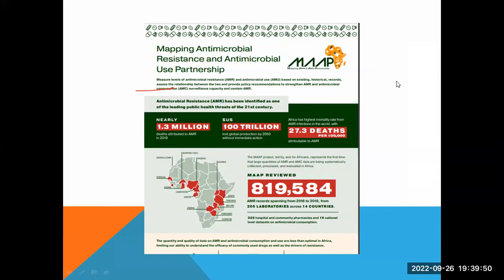Africa has the highest, and this is what was published about this, the highest mortality rate from AMR infections in the world, with around 27.3 deaths per 100,000 attributable to AMR. And this is really, again, very alarming. So the Lancet study, along with this mapping, is really very alarming with regard to what's currently going on.